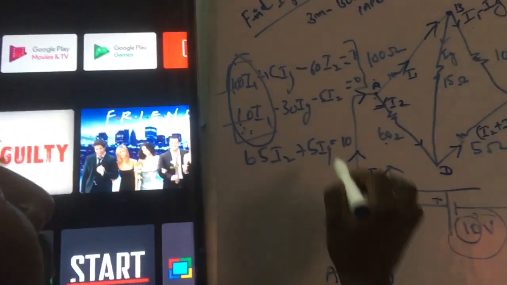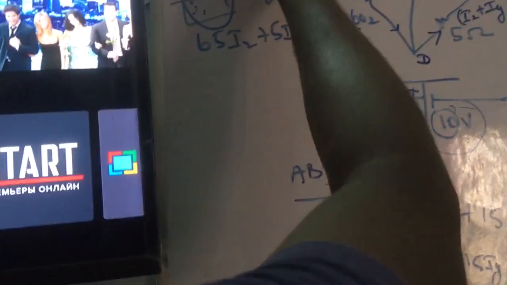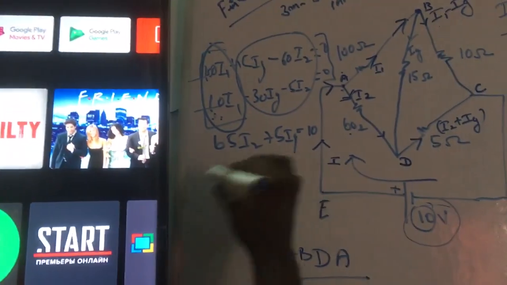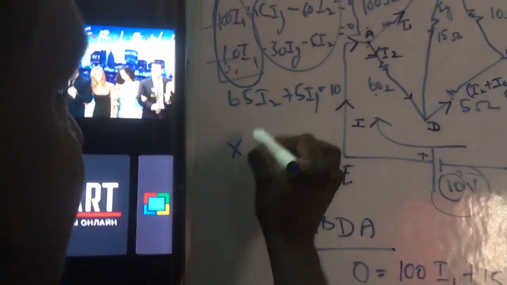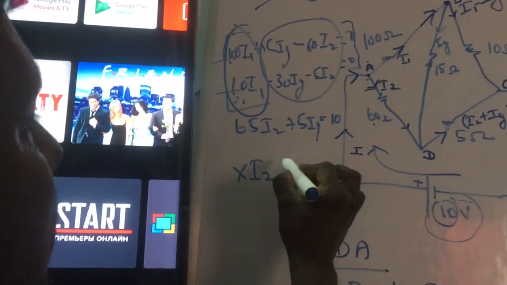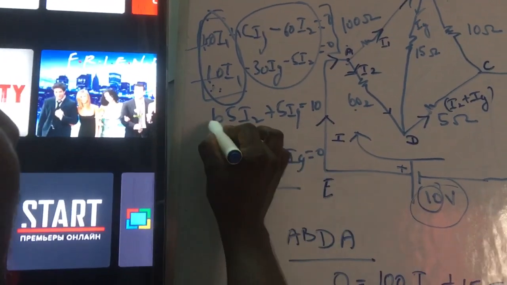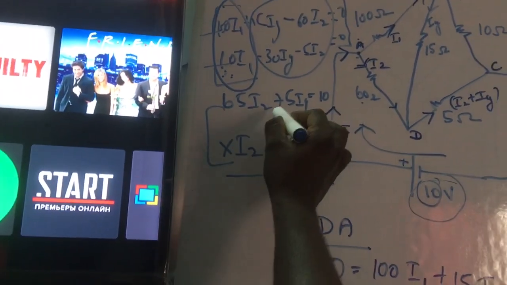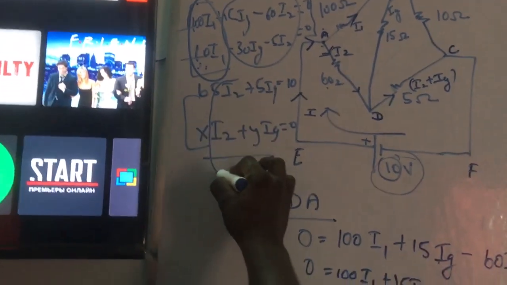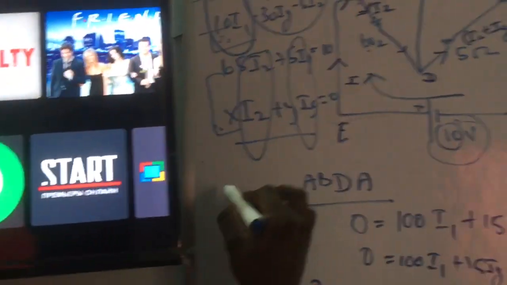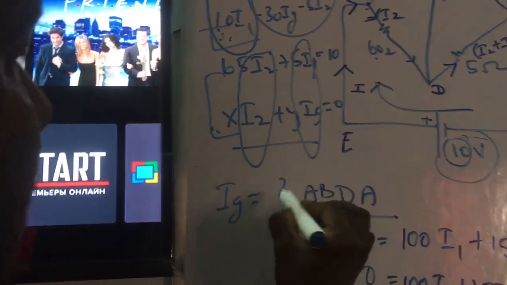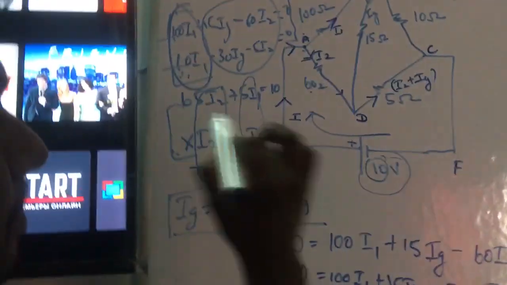If you eliminate I1, what will you get? You will get only I2 and IG. So that will be another equation. For example, X I2 plus Y IG is equal to 0. Solving these two, again you eliminate I2 by having some numbers and find the value of IG, which is asked. So that is the problem.